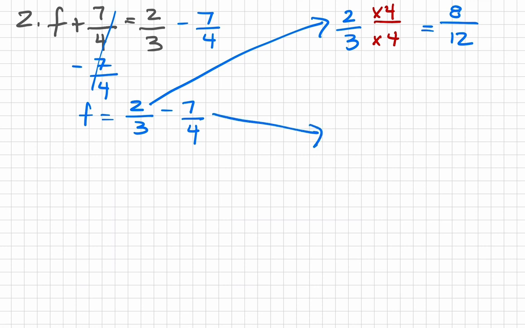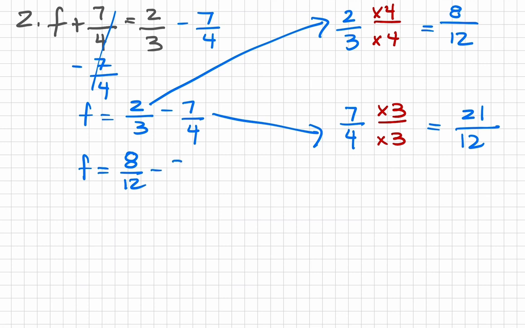And then for this one, 7/4, I want to get the denominator to 12. In order to do that, I had to multiply it by 3. I'm going to multiply the numerator by 3. And so the new fraction is going to be 21/12. So we'll come here and we will do 8/12 minus 21/12. And that is going to be negative 13/12.